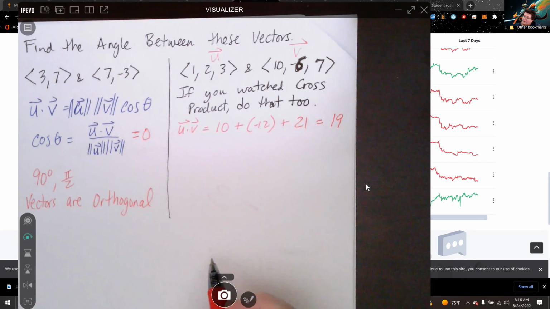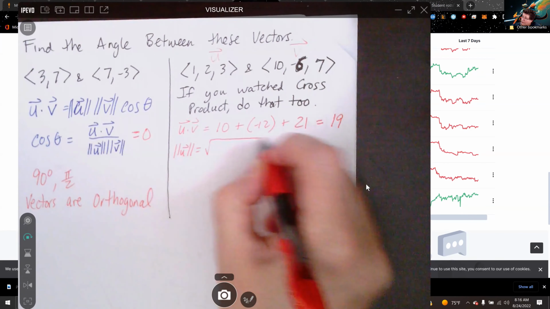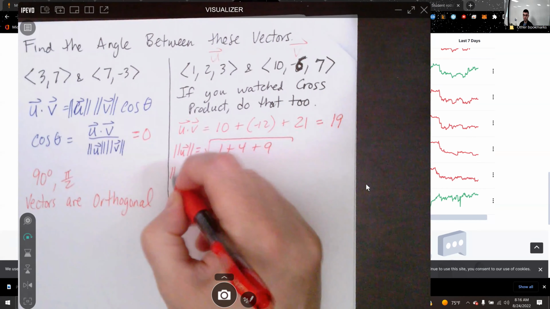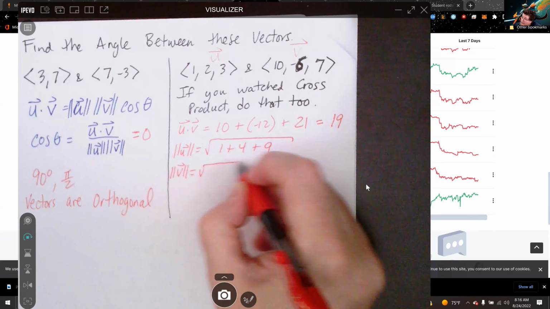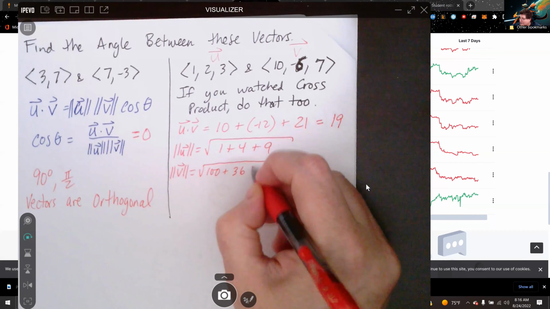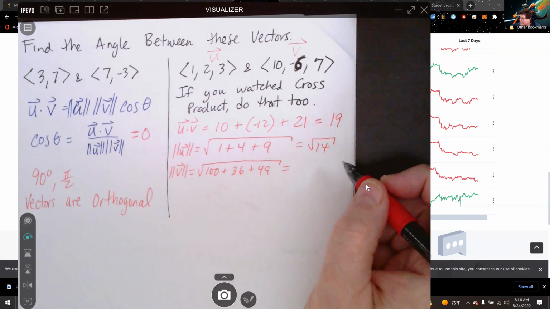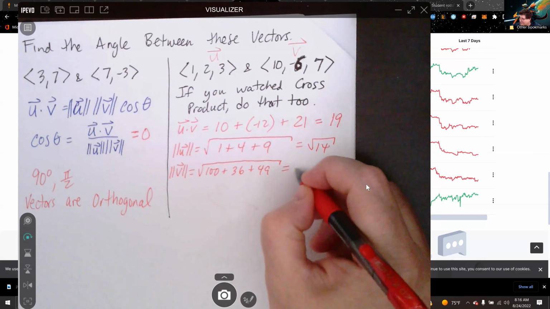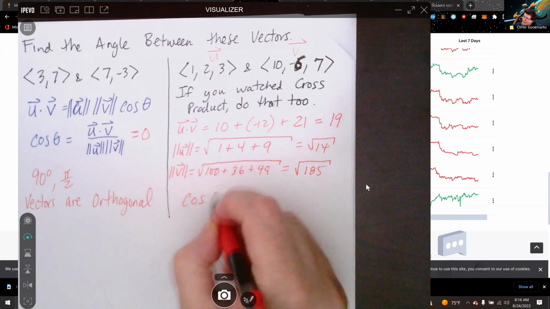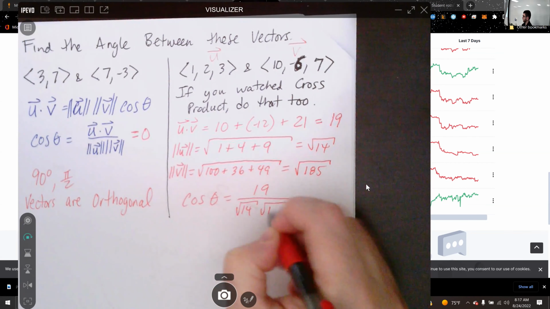Now we got to figure out what the magnitudes are. Magnitude of u is square root of 1 plus 4 plus 9, each of those numbers squared. Magnitude of v is, let's see, 10 squared is 100, negative 6 squared is 36, 7 squared is 49. So this is root 14. This is, let's see, 185. So cosine theta equals 19 over root 14 and root 185.